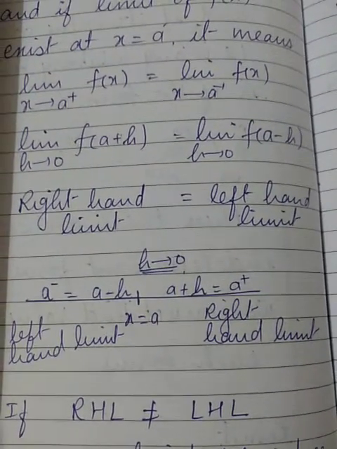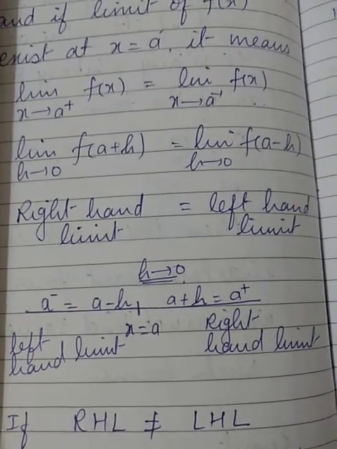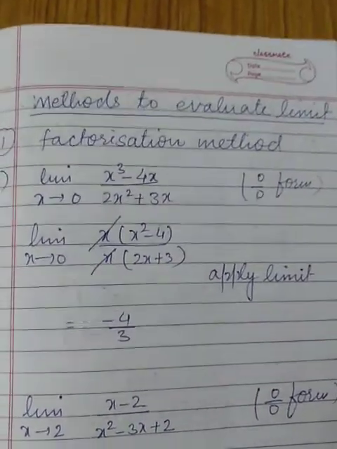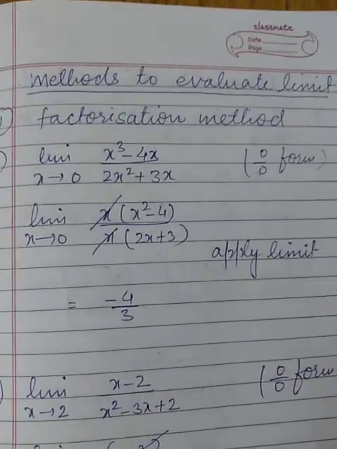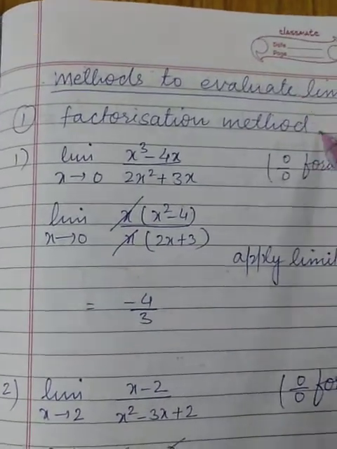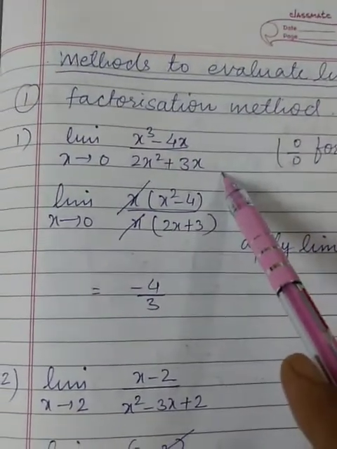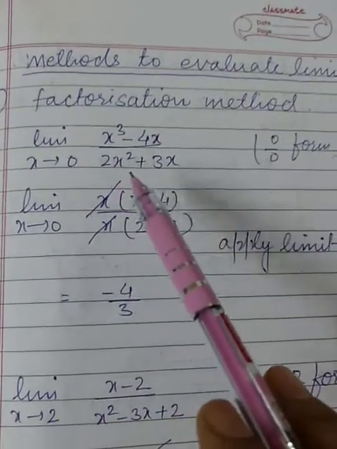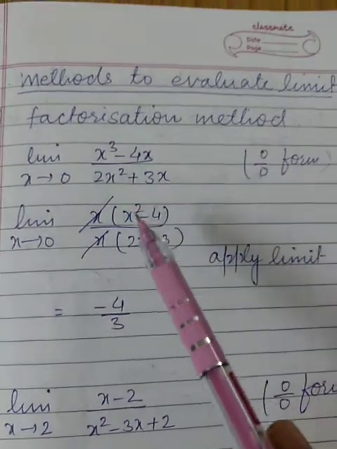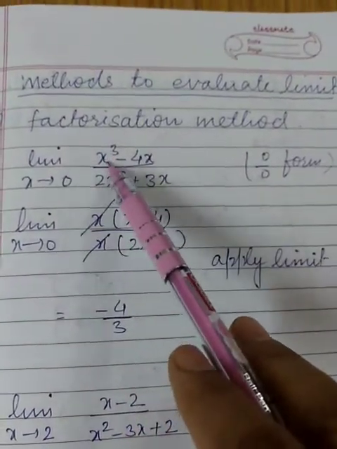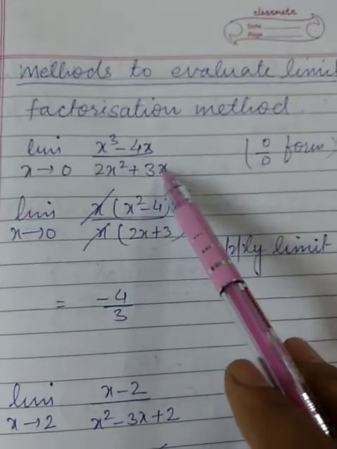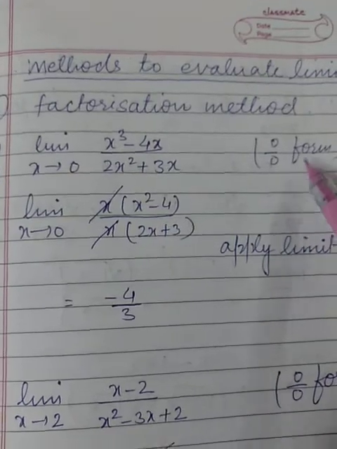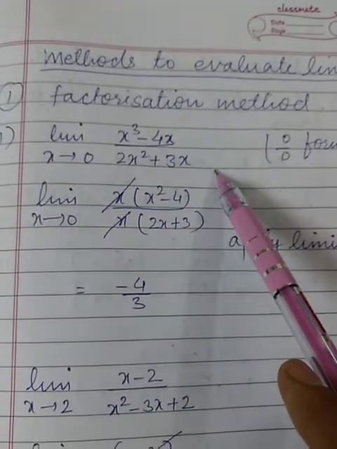Now to calculate the limit, we have learned so many methods. Let us revise those methods also. Now, the first method to evaluate a limit is the factorization method. See, we are given the question limit x tending to 0, (x cube minus 4x) upon (2x square plus 3x). Now, first thing we do, we substitute x equals 0 in the given expression. If we are getting 0 upon 0 form or any indeterminate form, then we move further to calculate the limit.